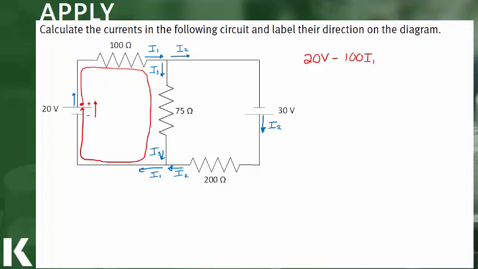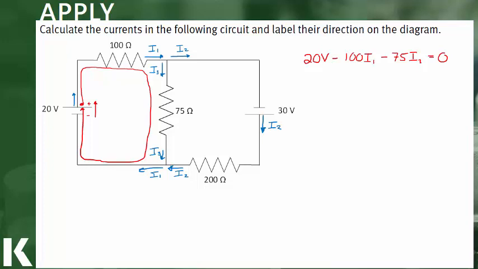And then we're going through that 75 ohm resistor. Notice that the current here is I3. So this would be minus 75 I3. And this brings us back to the battery. So it's a complete loop. So the voltage drop here across this entire loop has to equal 0.